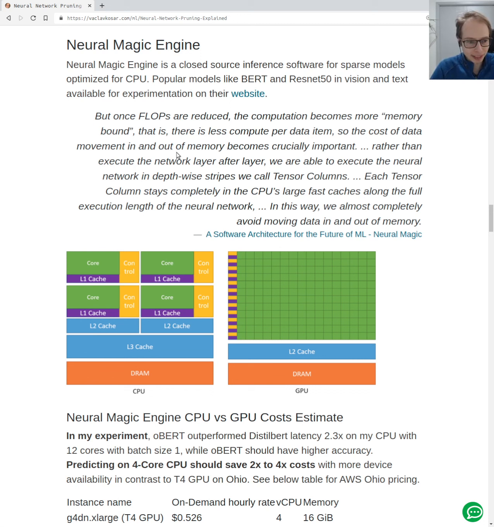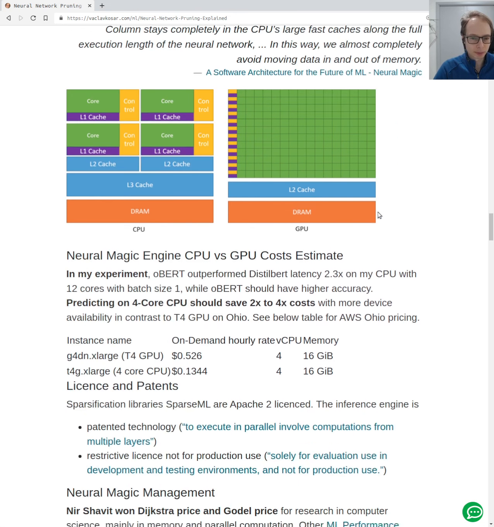On their webpage they say, but once flops are reduced, the computation becomes more memory bound. That is less compute per data item, so the cost of the movement in and out of the memory becomes crucial. Rather than execute the network layer after layer, we are able to execute the neural network in depth-wise stripes called tensor columns. Each tensor column stays completely in the CPU's large fast caches, allowing full execution length of the neural network. In this way, we almost completely avoid moving data in and out of the memory.